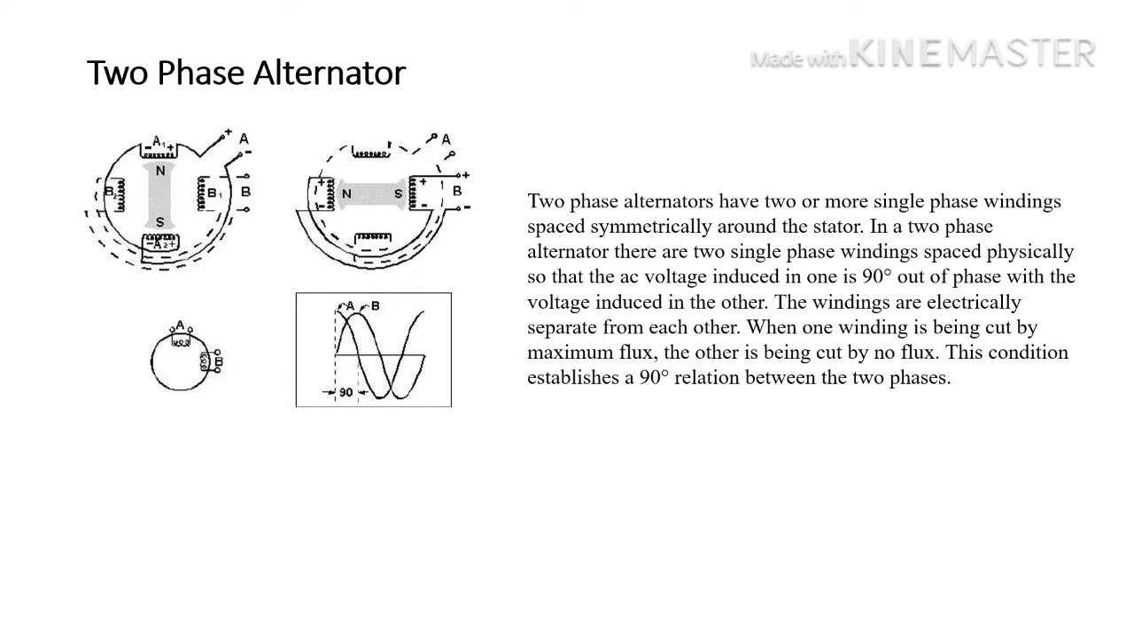Two-phase alternator. A two-phase alternator has two or more single-phase windings spaced symmetrically around the stator. In a two-phase alternator, there are two single-phase windings spaced physically so that the AC voltage induced in one is 90° out of phase with the voltage induced in the other. The windings are electrically separate from each other. When one winding is being cut by maximum flux, the other is being cut by no flux. This condition establishes a 90-degree relation between the two phases.